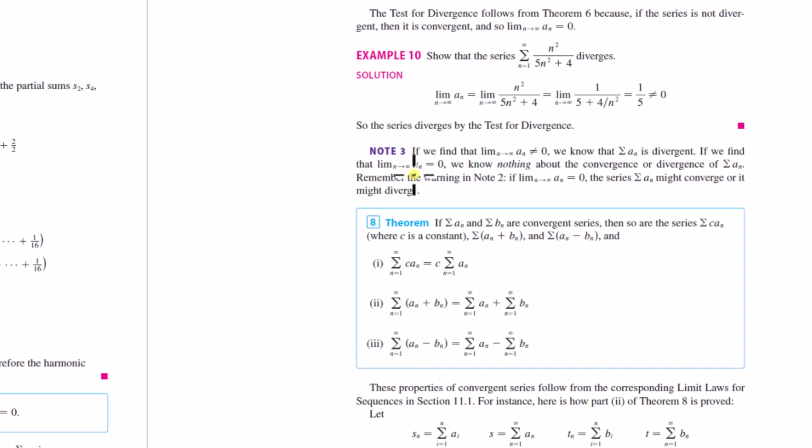Just because the limit of the sequence is equal to zero, the series still could be divergent, like the harmonic series. So we don't know anything about the convergence or the divergence, right?